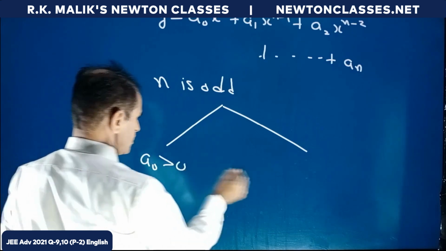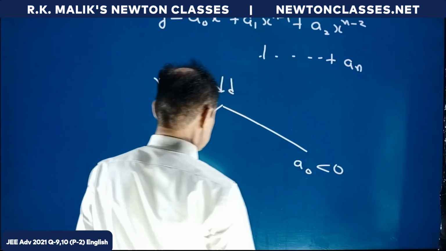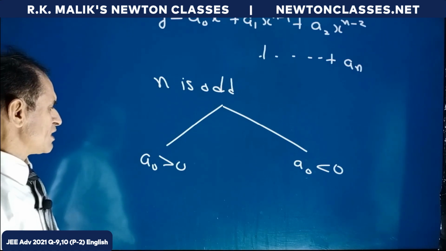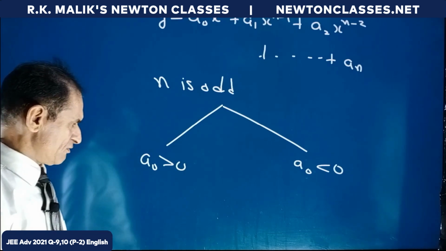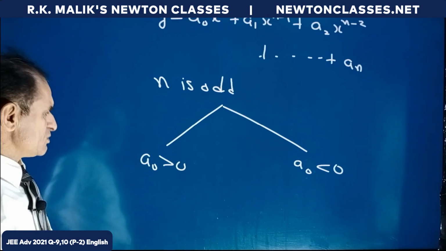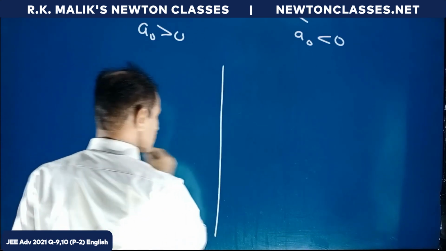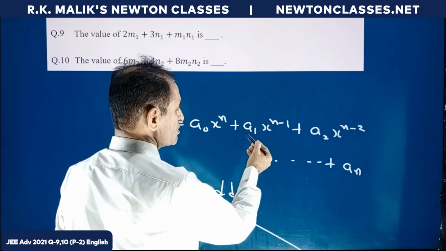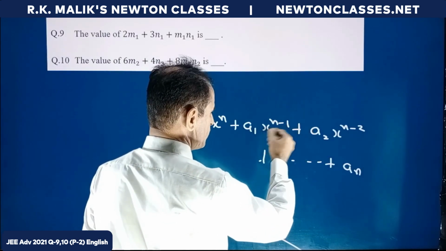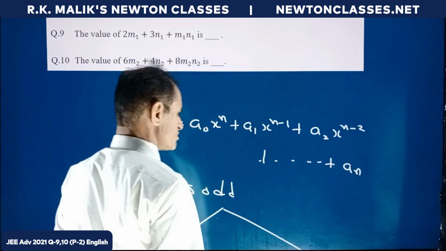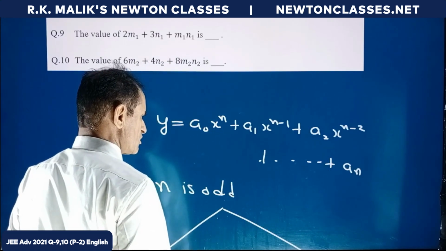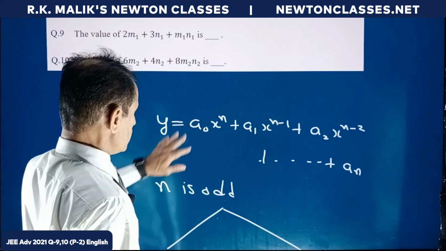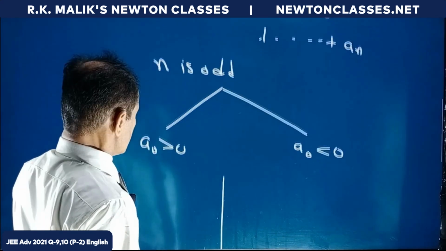Suppose a0 positive and suppose a0 negative. Then I will tell you the case when n is even, and in that also I will take two cases, a0 positive and a0 negative. First case, n is odd. Note that if n is odd, I am not concerned with the remaining coefficients, a1, a2, a3 up to an. The only concerned coefficient is a0, and that too only the sign of it. I don't require the value of a0.